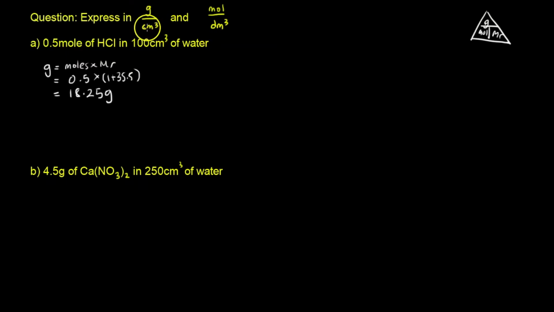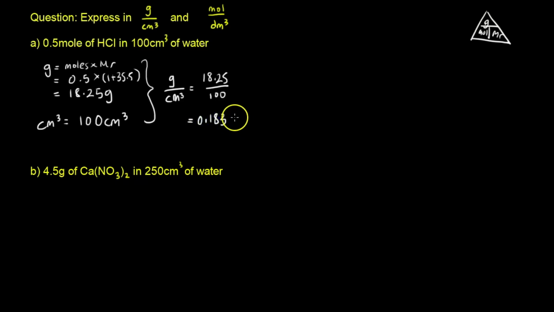Now I will do the denominator, which is cm³. cm³ is really just 100 cm³, as given, so there's no change to that. And with these two, I have successfully made them into g per cm³ by simply dividing them. 18.25 over 100 will give me 0.183 g per cm³, to 3 SF. Usually our calculations are in 3 SF.